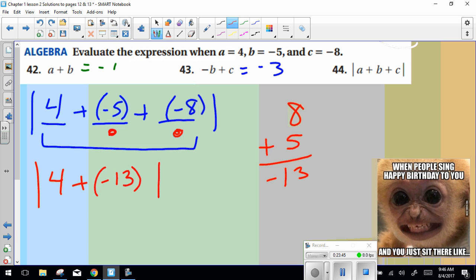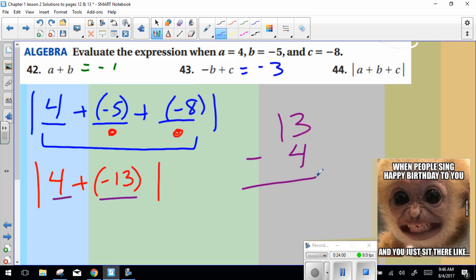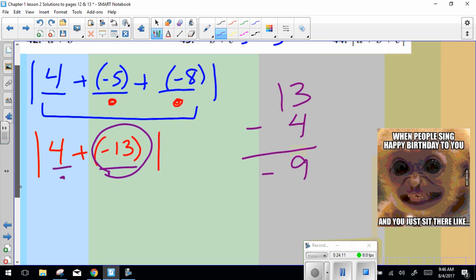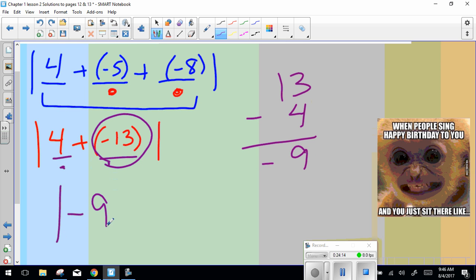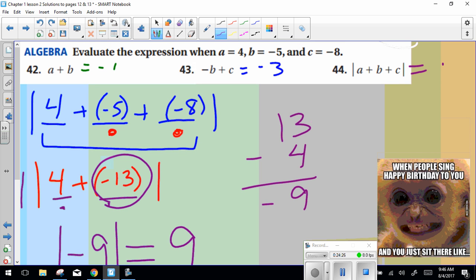Okay, absolute value. Now, when I take a look inside, I notice that I have one positive and one negative, and that means we subtract. I'm going to take 13, subtract 4. Okay, 13 minus 4 is 9. And who gives us a bigger absolute value, the 4 or the 13? Hopefully you're saying the 13, so I keep the negative. So this whole thing is absolute value of negative 9. What is the absolute value of negative 9? And that equals 9. So the final answer to number 44 is 9.